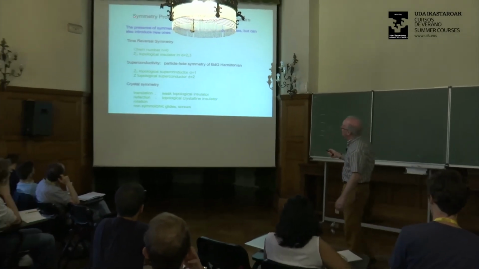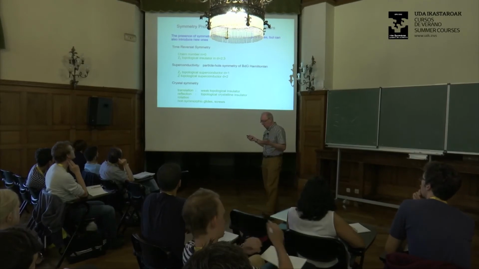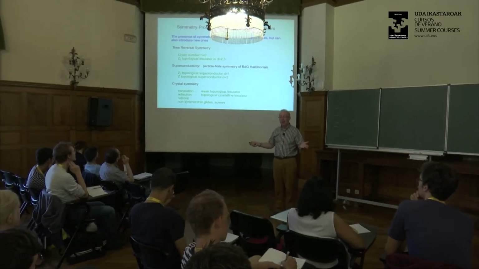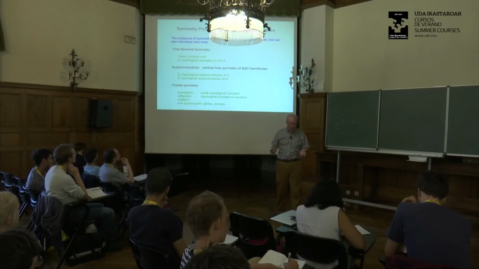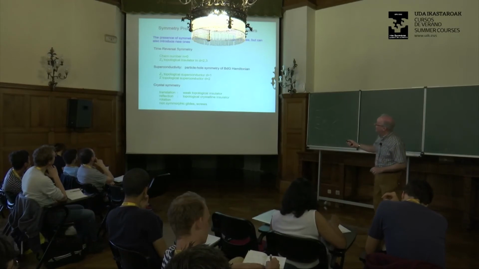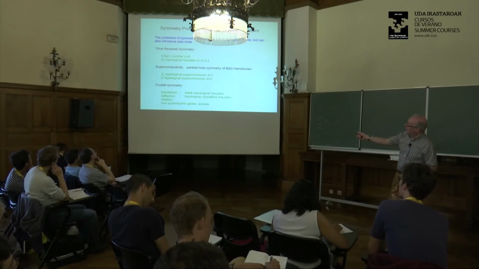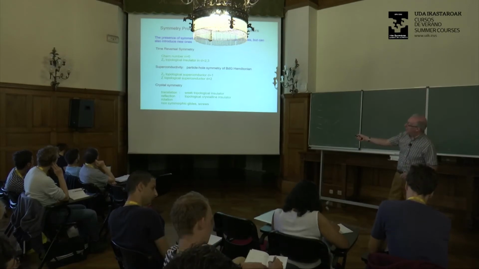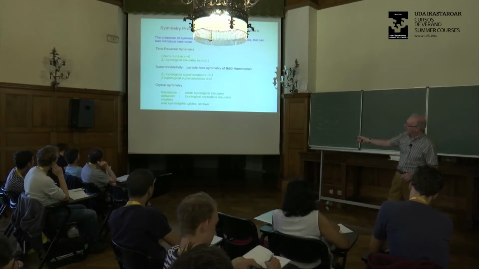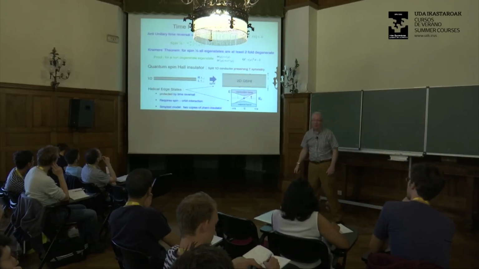In talking about the Chern number and the TKNN invariant, that was all without any symmetry. Symmetry can give us a lot more. In particular, I want to tell you about what happens when you have time reversal symmetry, and that can lead to a Z2 topological insulator. And then probably tomorrow I'll get to the superconductivity. So let's talk about time reversal symmetry.